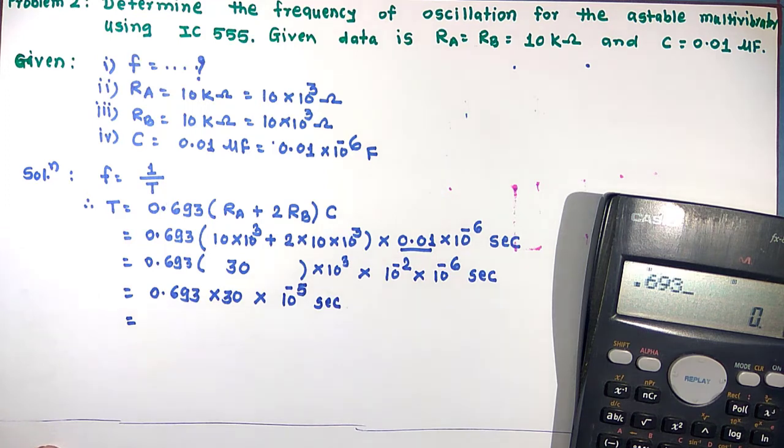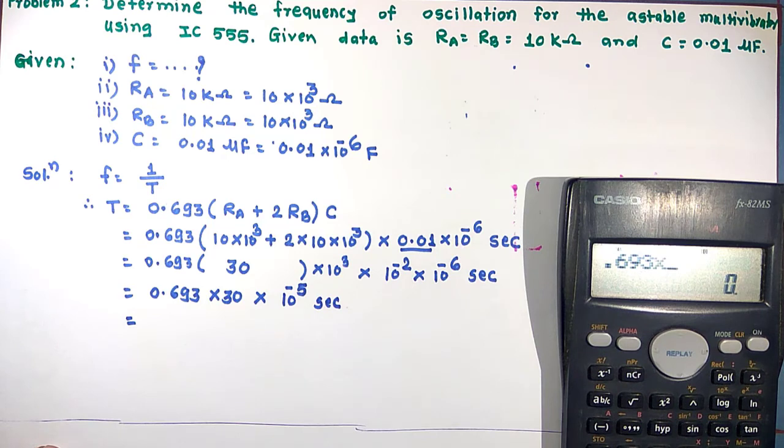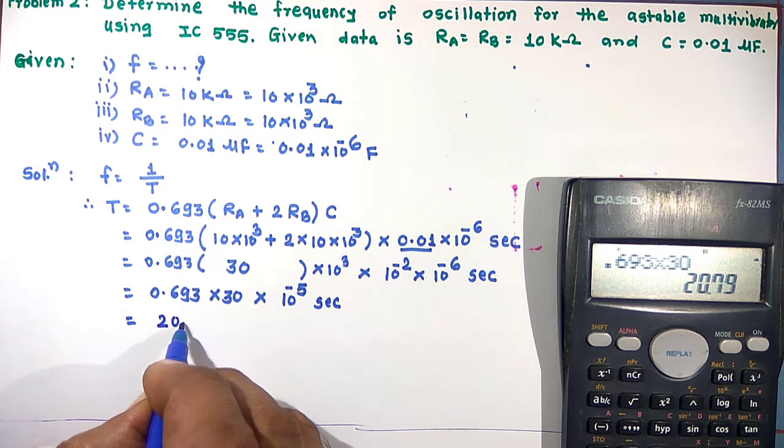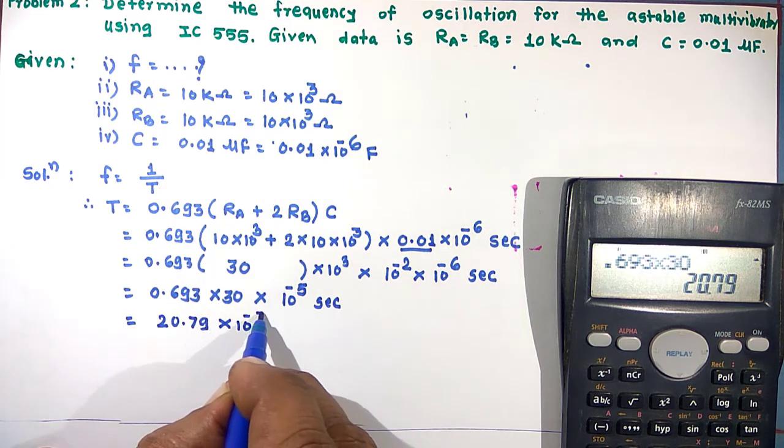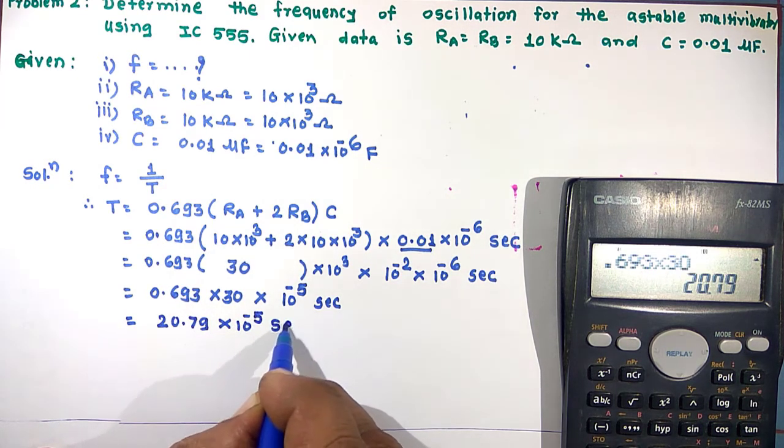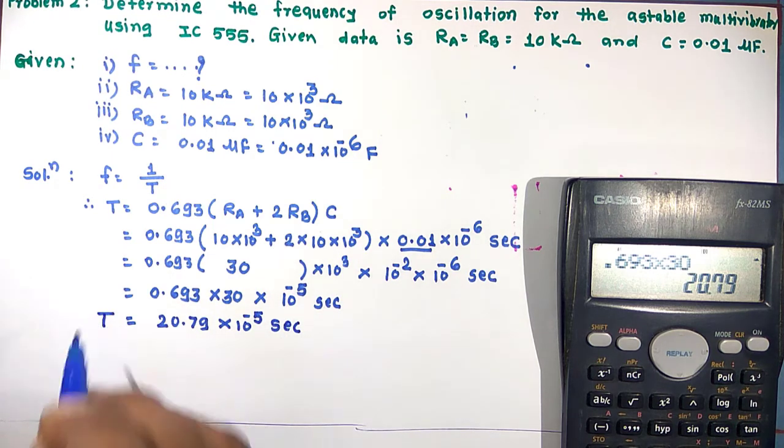This is equal to, now, 0.693 into 30 is equal to 20.79 into 10 raised to minus 5 second. This is what time t.